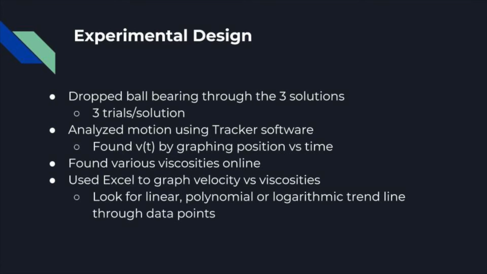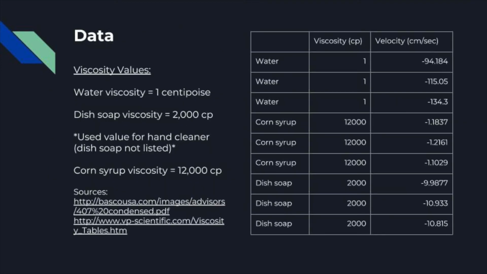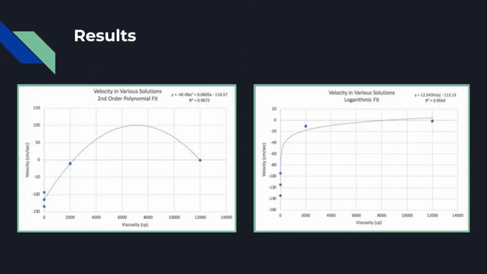We then compared our velocities to viscosities we found online, and we used Excel to graph these 2 different data points against each other. Once we had graphed them, we looked for linear, polynomial, and logarithmic trend lines through the graph. Using online sources, relative viscosities for each of the 3 liquids were found and used to compare with the relative velocities of each trial. We graphed our 9 different data points in Excel, with viscosity on the x-axis and velocity on the y-axis.